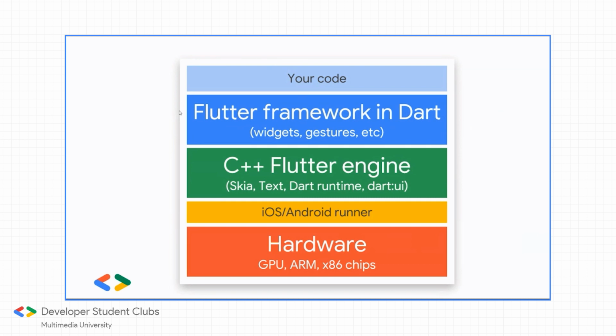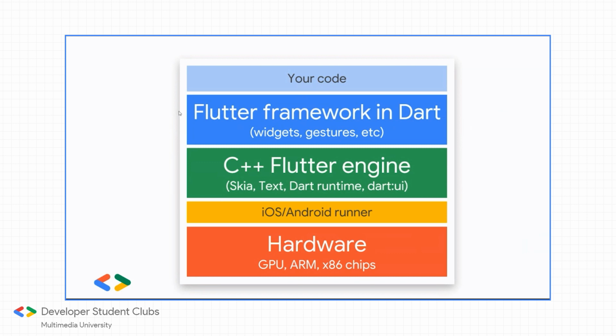On the very top is your code, which is written in Dart. And then there's the Flutter framework in Dart, which has the widgets, gestures, and so on. These widgets and gestures will be shown more in the second and third sessions. And then next is the C++ Flutter engine, which comprises the Skia graphic engine, as mentioned by UJ previously, dart:ui, which is like a package that you can import. And then there's the iOS or Android runner.